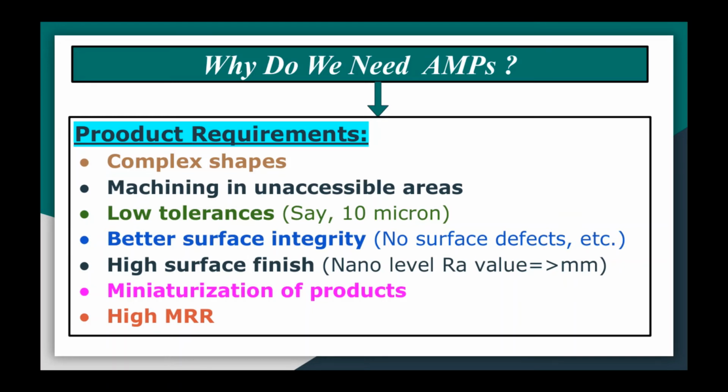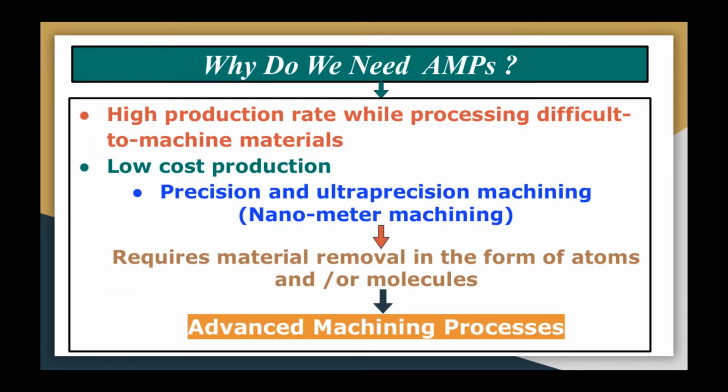So miniaturization requires very small size of components with different capabilities and very difficult materials, and for machining these components you definitely require processes other than the conventional machining process. That means advanced machining processes are required. And also industry people always talk of high productivity or high production rate. They need the processes which can give high productivity while processing difficult to machine materials especially.